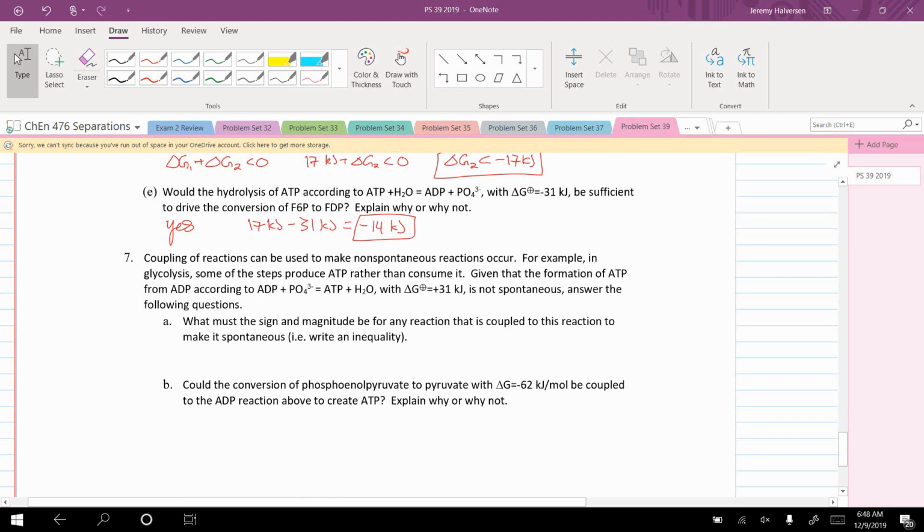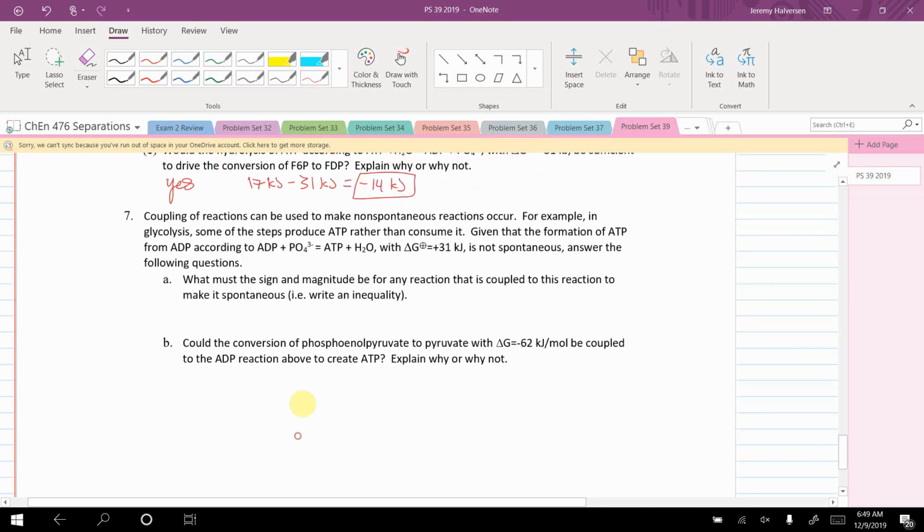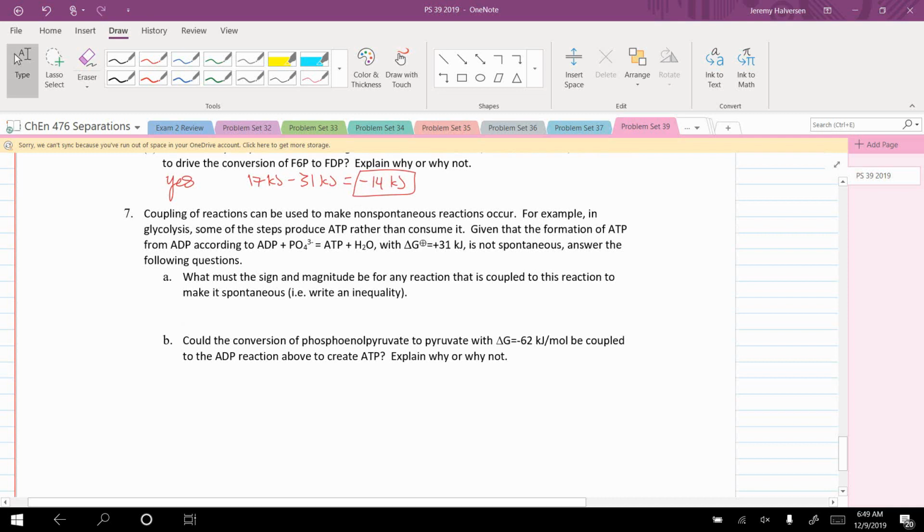For example, in glycolysis, some of the steps produce ATP rather than consuming it. Given the formation of ATP from ADP, according to this reaction with that delta G, so that's the same as this reaction with ADP coming from ATP, but that was spontaneous. Here, ATP is coming from ADP, so it's non-spontaneous. What must the sign and magnitude be for any reaction that is coupled to this reaction to make it spontaneous? Well, the delta G of any reaction would have to be less than negative 31 kilojoules.